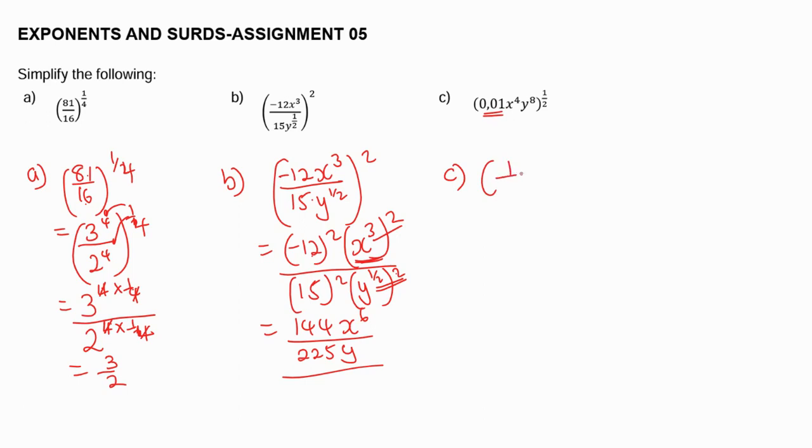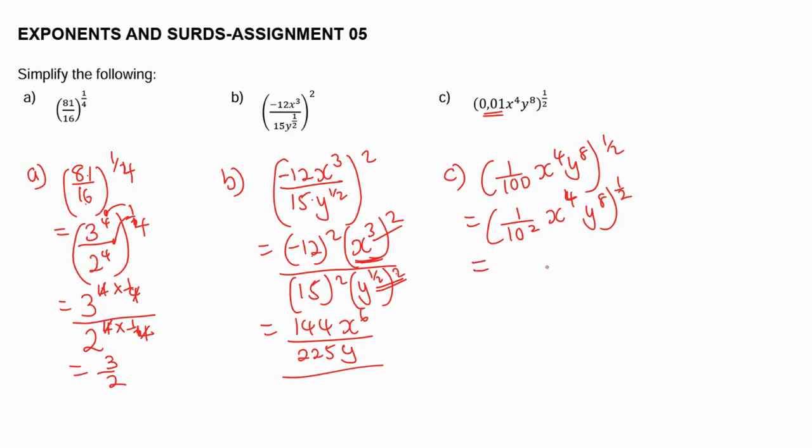And then C, we can write this as a common fraction. So it becomes 1 over 100, then x to the power 4, y to the power 8, all this to the power 1 over 2. And then 1 over 100 is like 1 over 10 squared, x to the power 4, y to the power 8, all this to the power 1 over 2. Right, I wrote 100 as 10 squared because I know that 2 times 1 over 2 will give us 1.